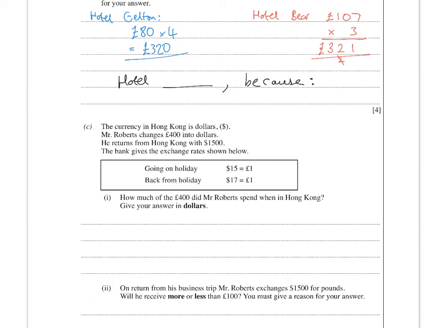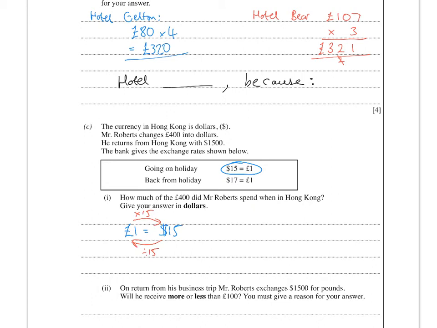Okay, the next one, exchange rates. The currency exchange rate is $15 to a pound when you go on holiday. It's $17 to a pound when you come back from holiday. How much of the £400 did Mr. Roberts spend while in Hong Kong? Give your answer in dollars. Now be careful you choose the right one here. We're going on holiday, so we're interested in this one here. So I'll write out here £1 equals $15, and to get there we times by 15, and to come back we divide by 15.